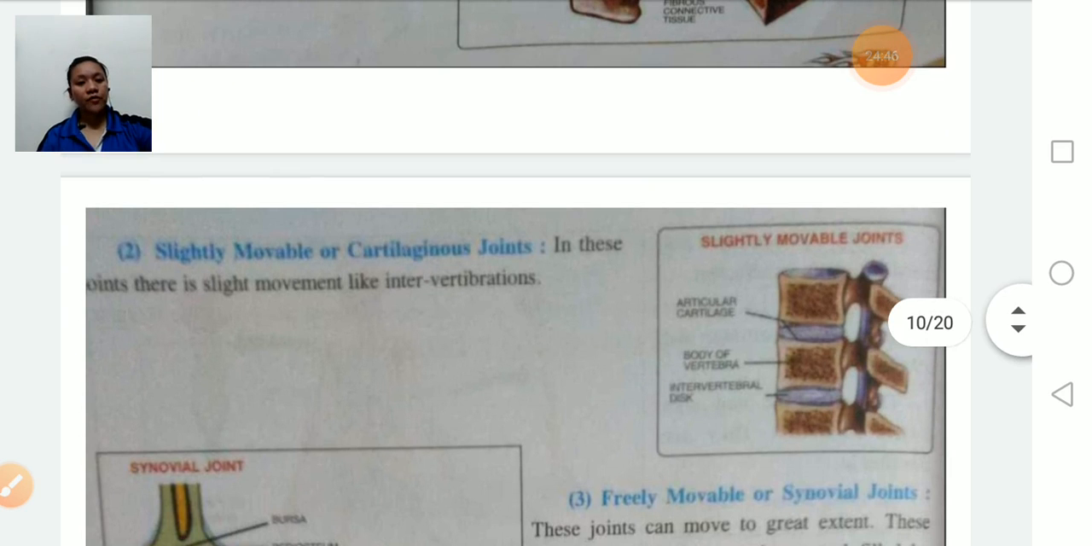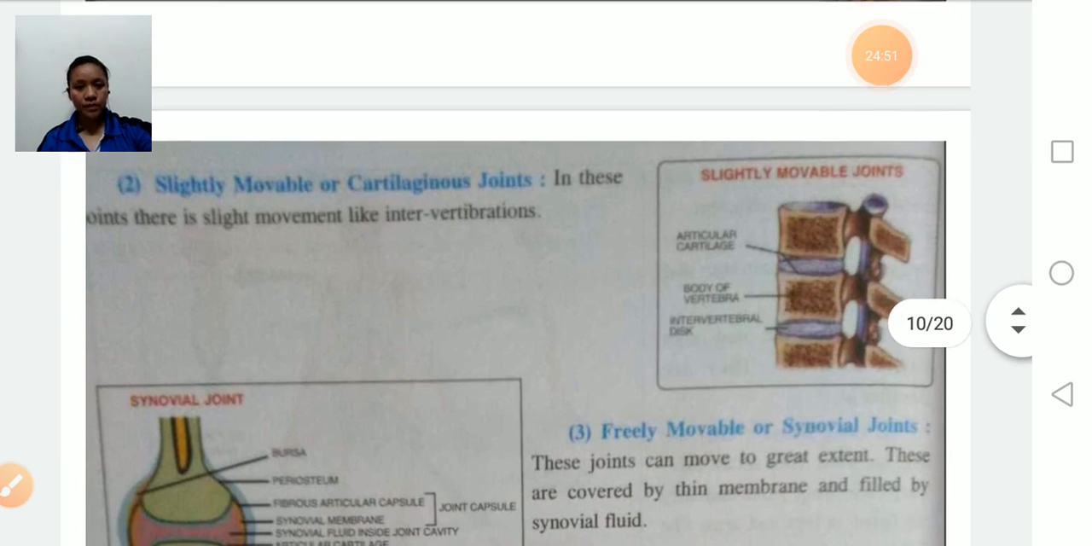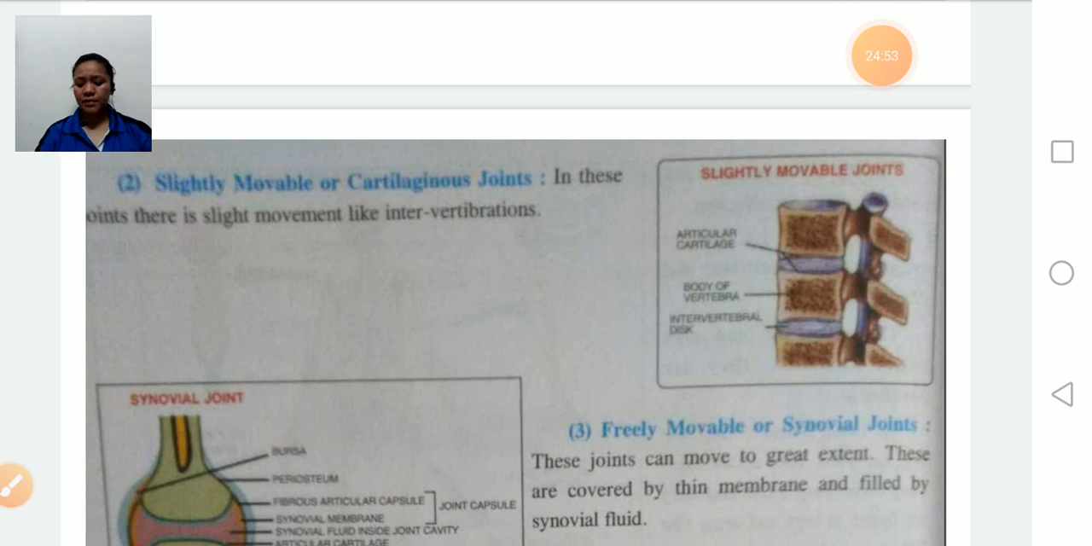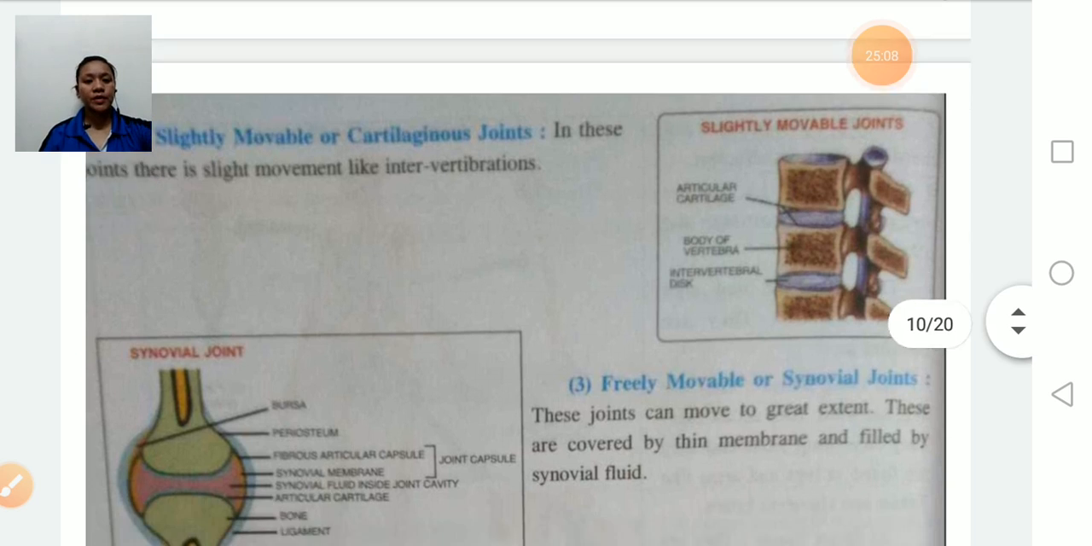Slightly movable joints are also known as cartilaginous joints. Slightly movable means these joints allow a slight movement, like in the intervertebral joints.